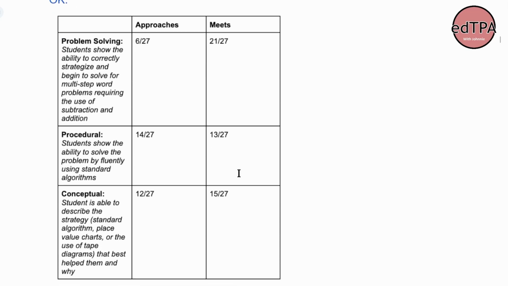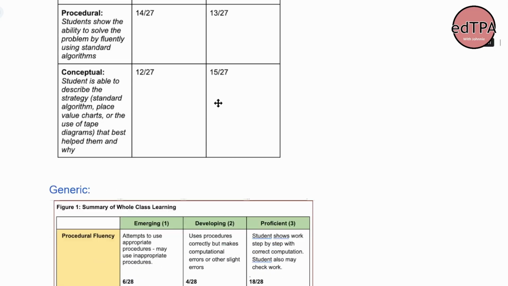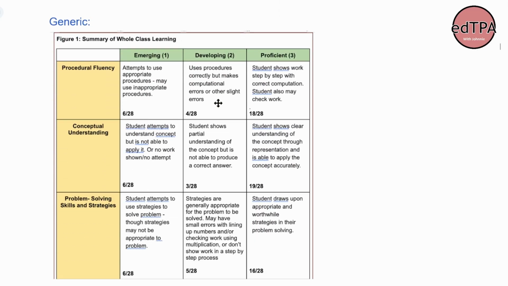Here's an okay example. I think the first one's the one you should shoot for, but you can see problem solving, procedural understanding, conceptual understanding, approaches and meets. Here's a generic one that you might want to think about. This is not specific to the mathematics, but this could cut across lots of different kinds of math problems, just about emerging procedural fluency, developing procedural fluency, proficient procedural fluency. And you might use this, and you might think about using and describing the math that connects to your task underneath.